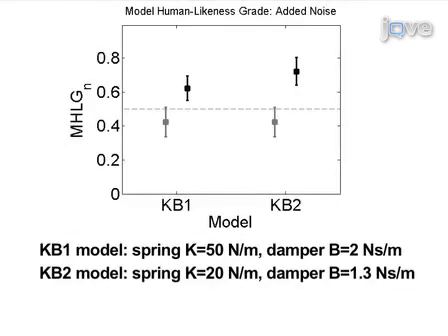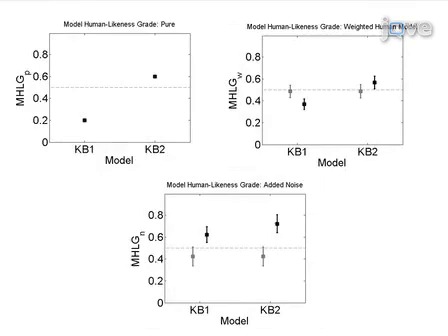This figure shows the results from the added noise protocol, which compares a model handshake to a handshake with a varying ratio of human to noise components. The black markers represent the model human likeness grades for the models, and the grey markers represent those of the noise. The error bars represent the psychometric curve's confidence intervals. These results demonstrate that the viscoelastic model KB2 is perceived as more human-like than viscoelastic model KB1, using all three evaluation methods.